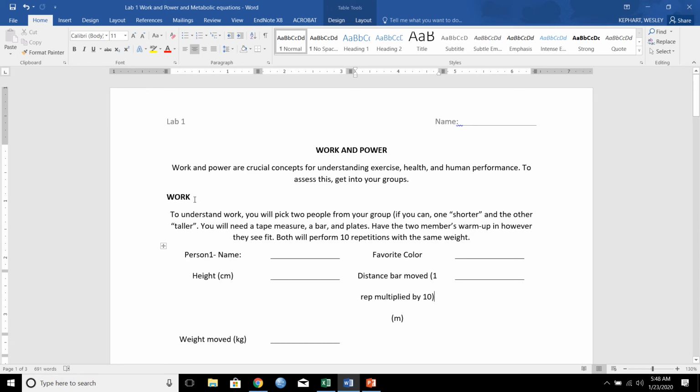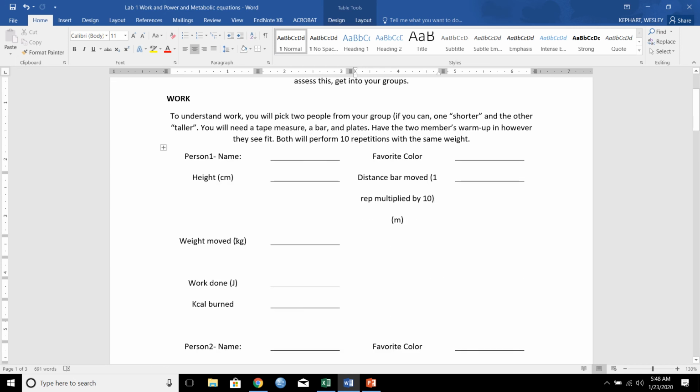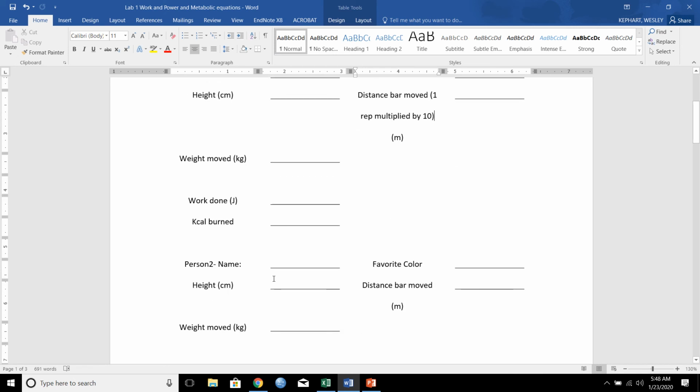Starting off with the work aspect of this, 2 people are going to actually be bench pressing. So put their name, their favorite color, their height in centimeters. If you don't know how to convert that, hopefully you know how to convert that by now. We will talk about it a little bit in lecture. Also record how far the bar is going to move, and try to have the same weight, converted to kilograms, for both people. And you're going to calculate the work done in joules and then convert that to the kilocalories burned. And I'll show you how to do all of that in lecture. So you're just going to replicate that in lab.